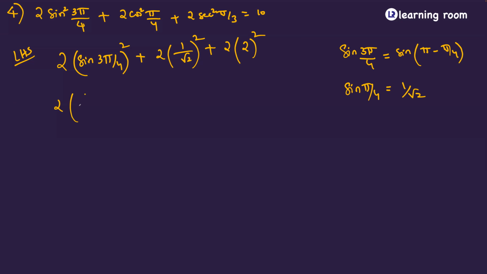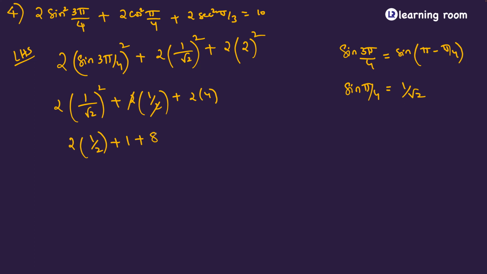So 2 into 1 by root 2 the whole square plus 2 into half plus 2 into 4. So 2 into 1 by root 2 the whole square is half, plus this 2 and 2 will get cancelled, which will be a 1 plus 8. So here also 2 and 2 are gone. So 8 plus 1 is going to give us 10.